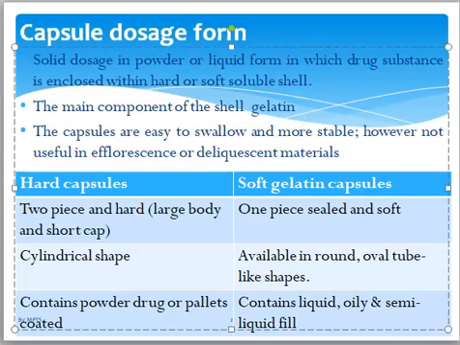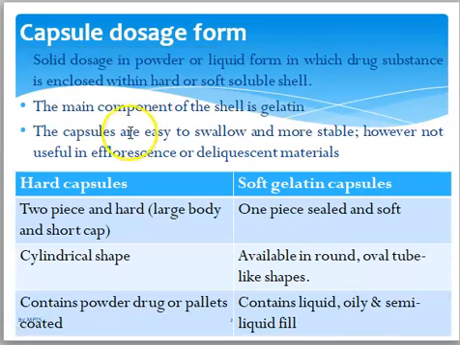The main component of the shell is gelatin. Of course, capsules are easy to swallow and they are more stable. Of course, you can hide the unpleasant taste. However, it's not useful for efflorescent or deliquescent materials, because they can absorb moisture from the atmosphere.